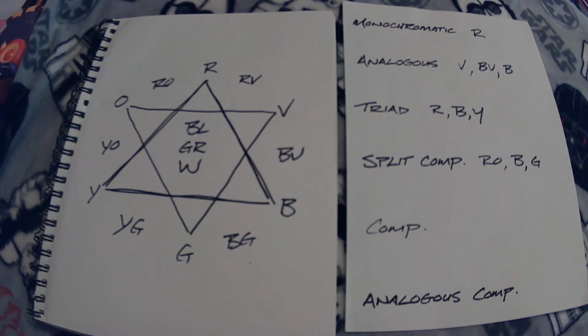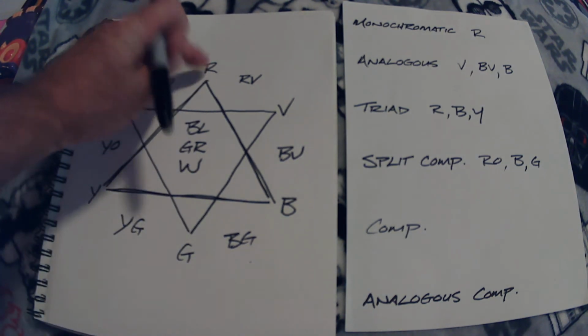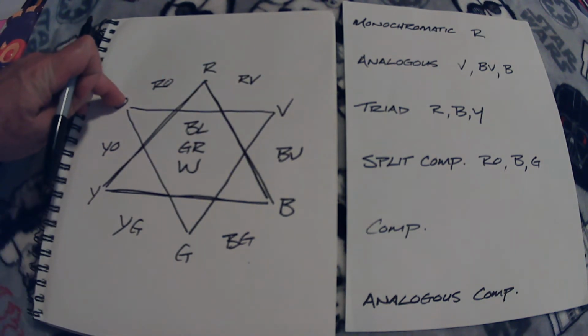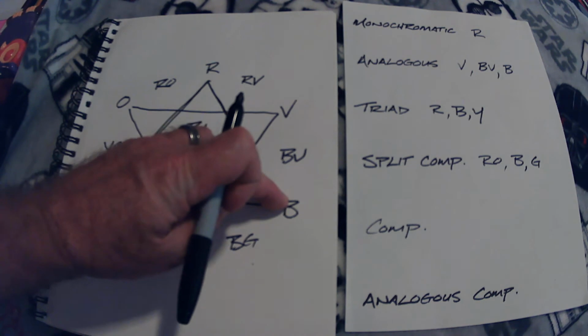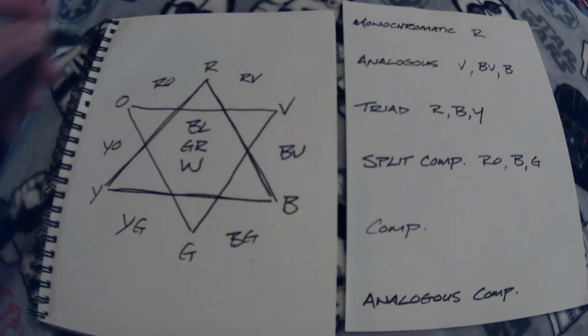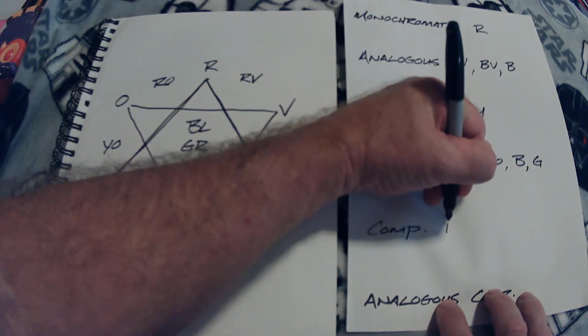The fifth color scheme is complementary. And like split complementary, the complementary, you just go straight across. So I could go green and red, violet, yellow, orange, blue, blue-violet, yellow-orange. So for this one, let's go with the red and the green.